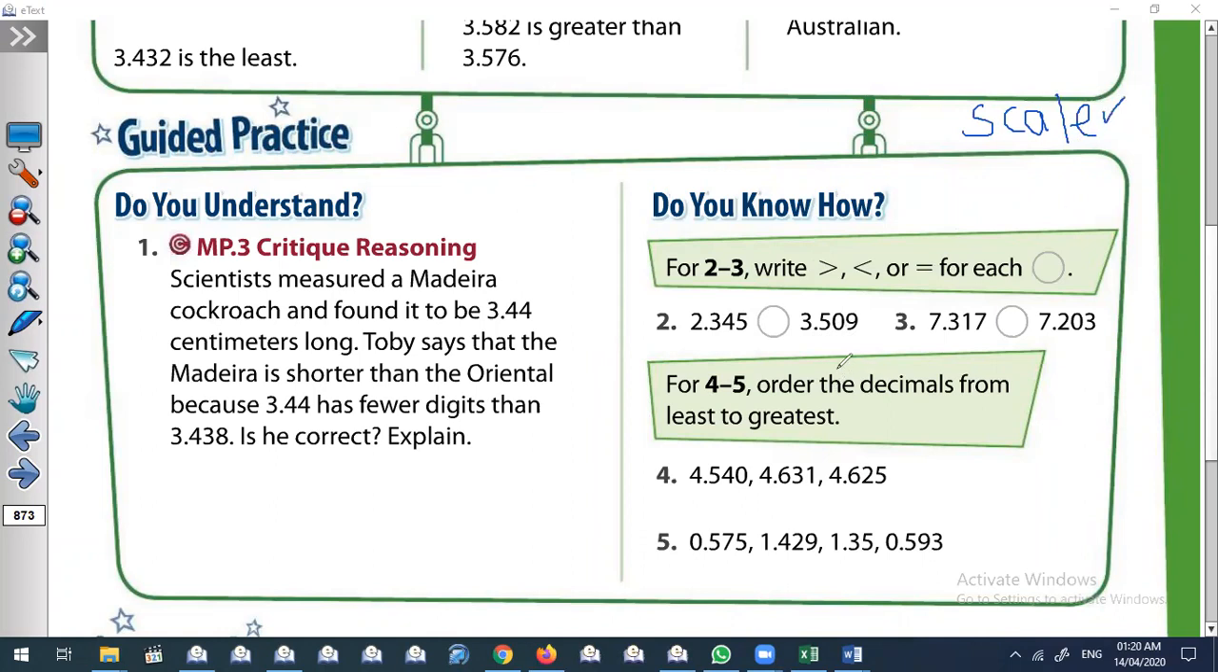Now let's compare from the left hand side. 2, 3, which is bigger? Yes, 3 is bigger.